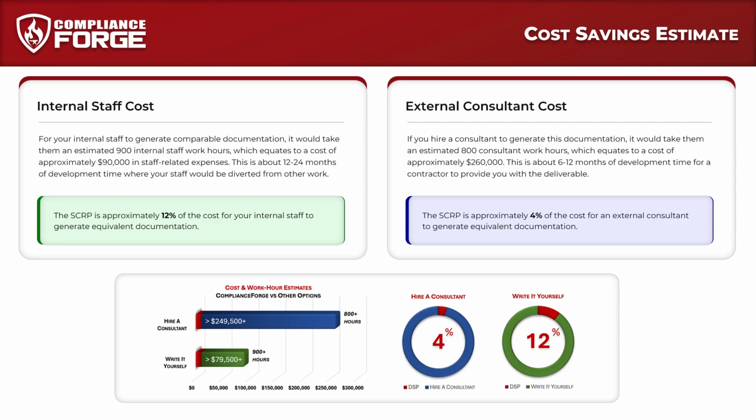That is about 6 to 12 months of development time for a contractor to provide you with the deliverable. The SCRP is approximately 12% of the cost for your internal staff and approximately 4% of the cost for an external consultant to generate equivalent documentation. The SCRP itself is $10,400.